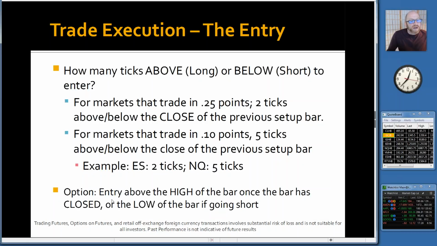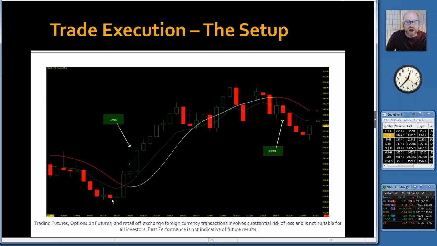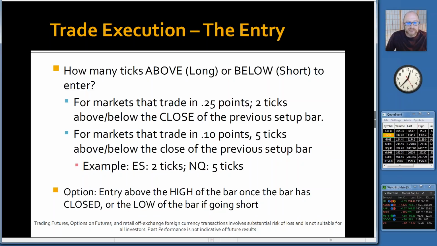Now, here's the key. What bar are you going to use? Because if you look at these charts, you can say, well, that's great. All those bars look like a possible entry. So how many ticks above or below am I looking to enter on? So for markets that trade in quarter points, for instance, the NQ, right?